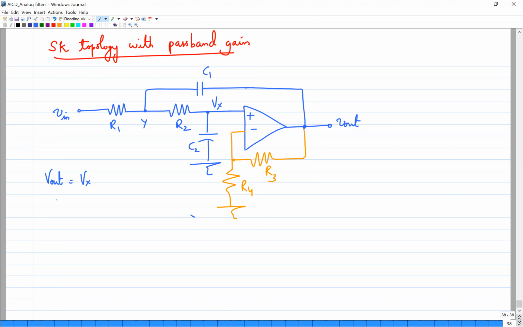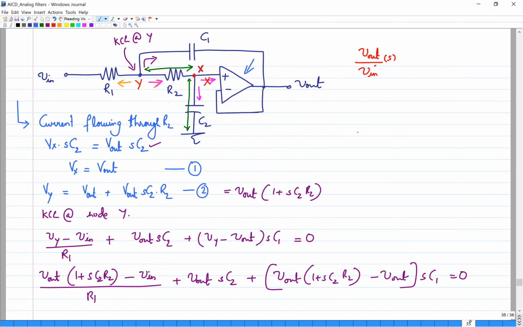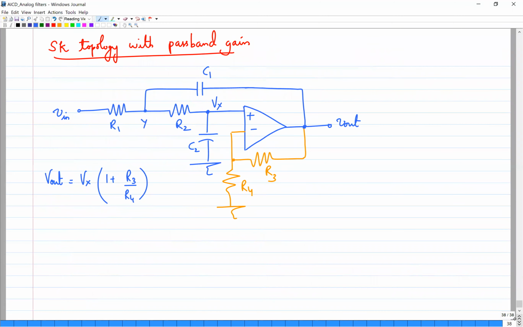Vout is Vx into 1 plus R3 by R4. Right, so this is your non-inverting input Vx. So Vout is related to Vx as Vout equal to Vx into 1 plus R3 by R4. The analysis remains the same as the previous one. The only difference is Vx is not equal to Vout; rather, Vout is equal to Vx into 1 plus R3 by R4. So that is the first difference.